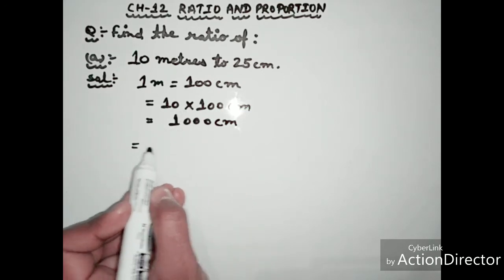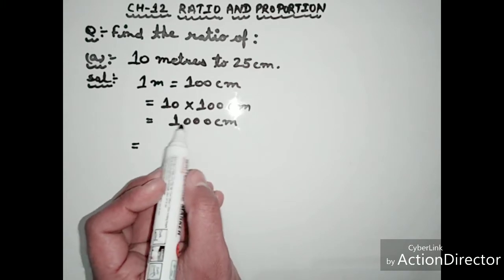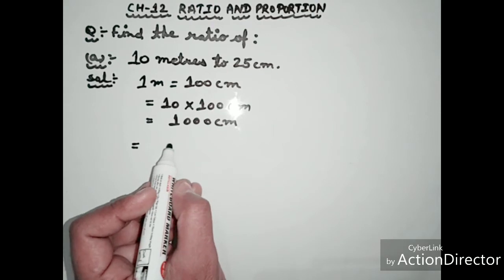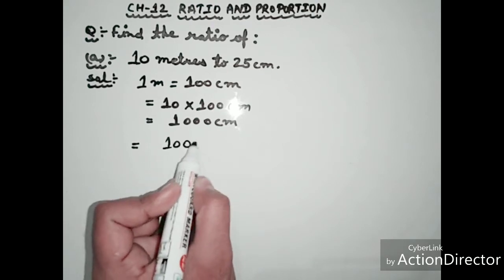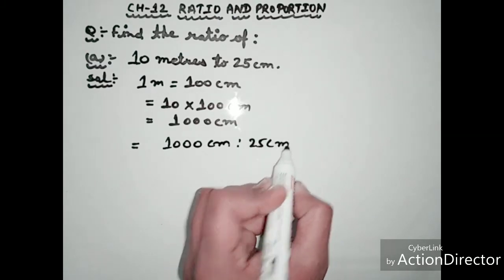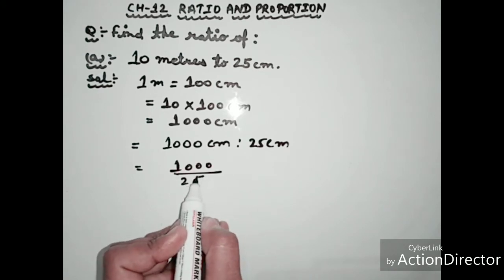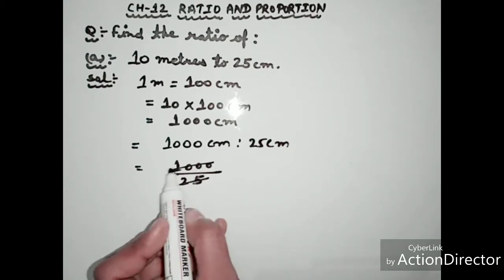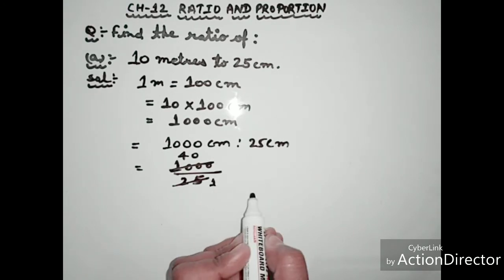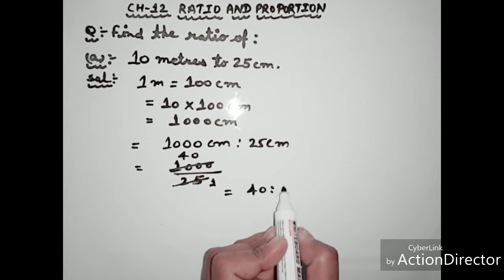Now we find the ratio. Now here we find the ratio of 1000 centimeters and 25 centimeters. So here we write 1000 centimeters ratio 25 centimeters. Now 1000 divided by 25. 25 fours are 100 and 25 ones are 25. So here we get 40 ratio 1.